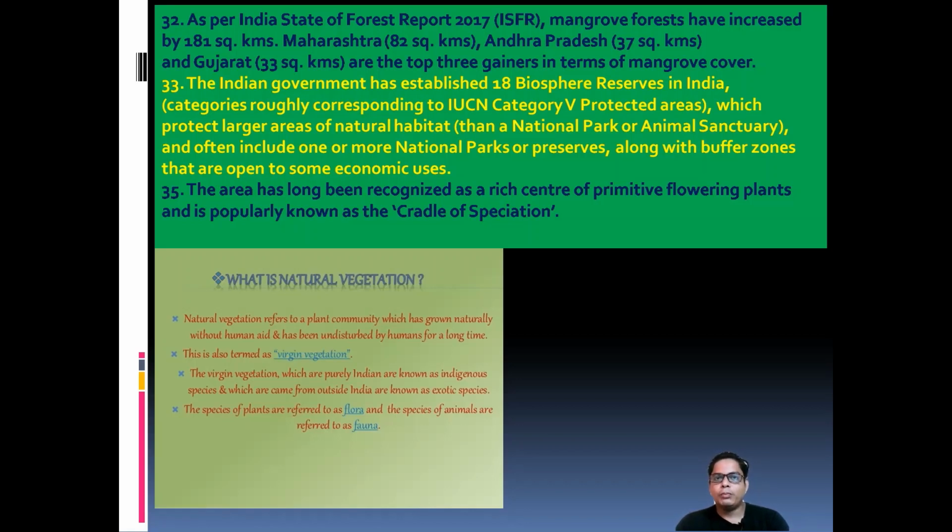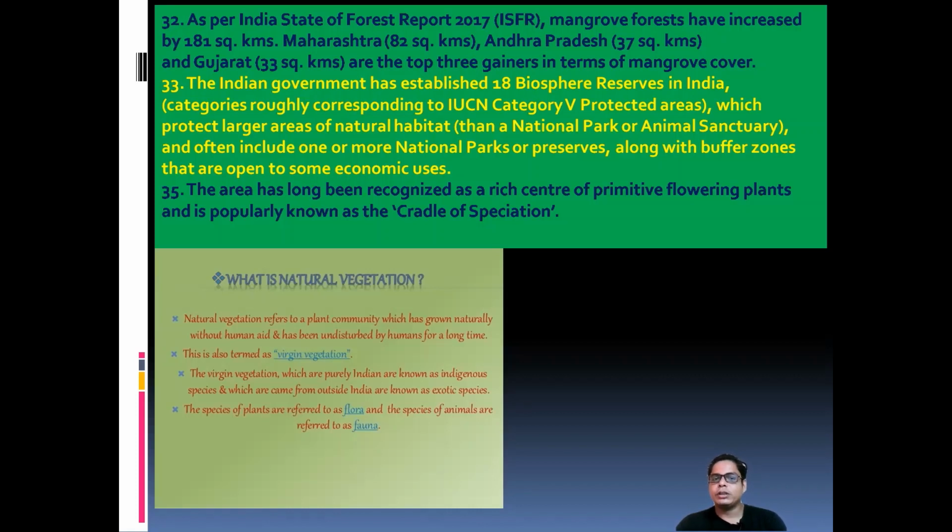All these things, like Project Crocodile and Project Tiger, have already been initiated in India for their numbers. So this thing we have to understand: a cradle of speciation, also known as the plants, popularly known as the primitive flowering. So before starting this chapter, this is the introduction portion.